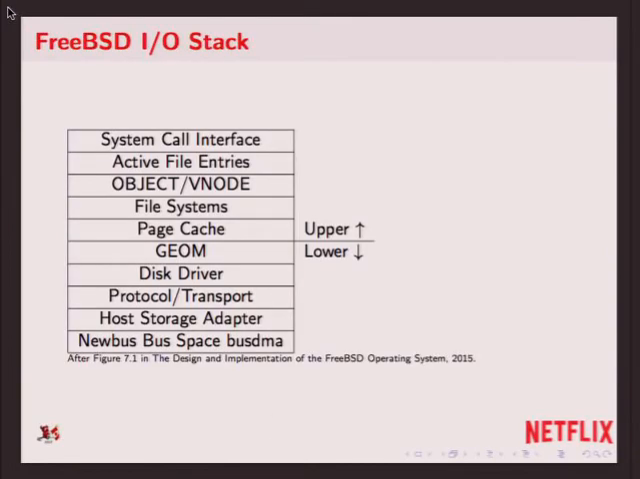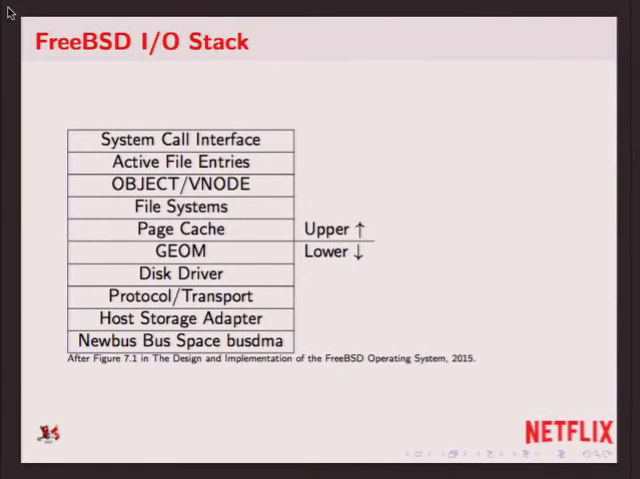Here's a picture of the FreeBSD IO stack conceptually. It's a simplified version from Kirk's and George's and Robert's design and implementation book. Since it's simplified, it takes some liberties, but basically from top to bottom, you have system calls that ingest the data, and those map to file entries that map to vnodes that go through the file system, that go through the page cache, that then goes down to GEOM and the layers below.